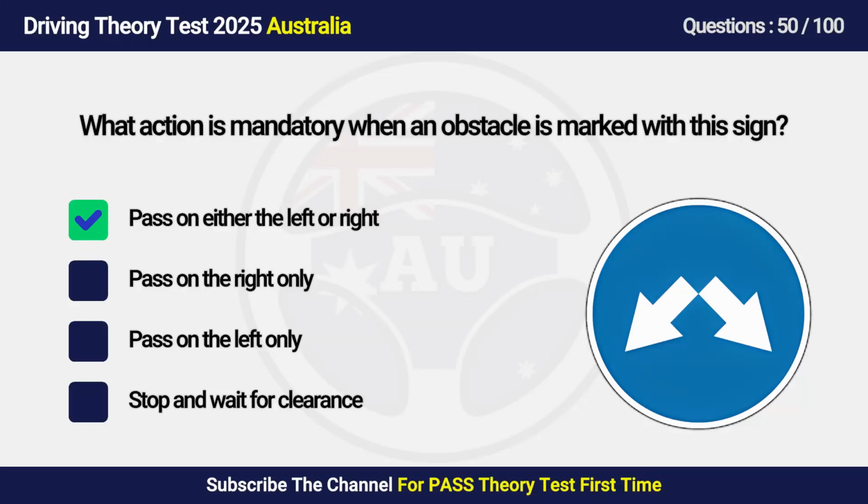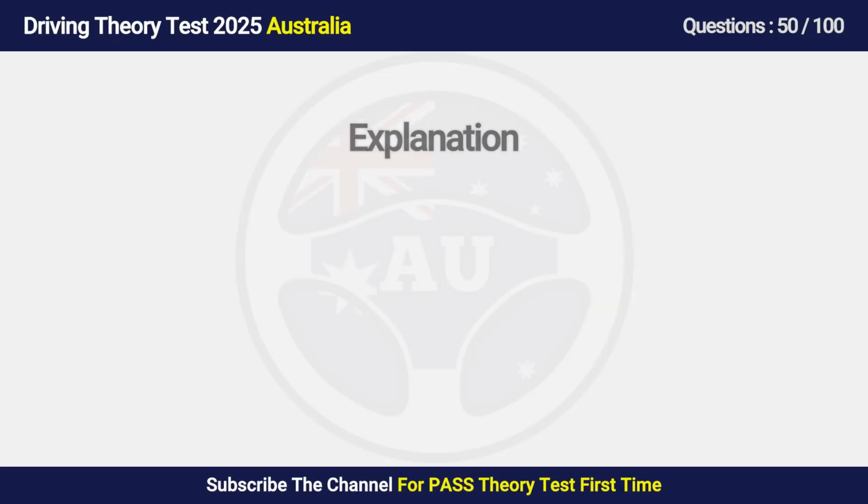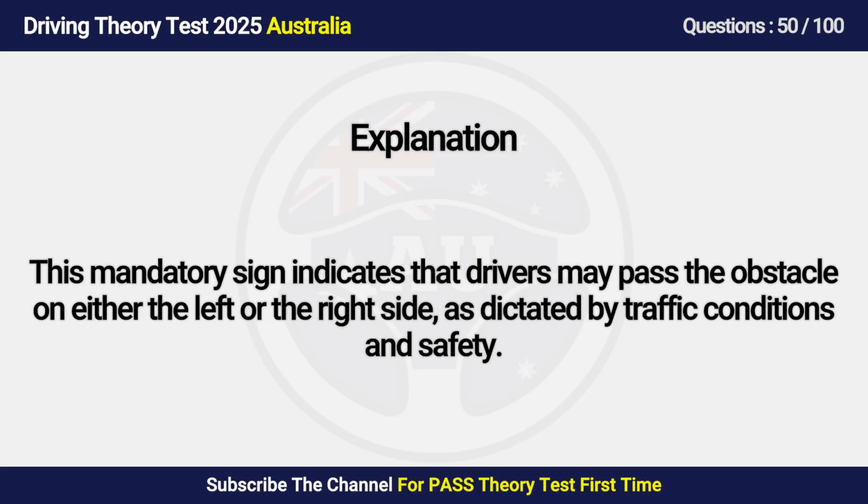Answer is A. Pass on either the left or right. This mandatory sign indicates that drivers may pass the obstacle on either the left or the right side, as dictated by traffic conditions and safety.